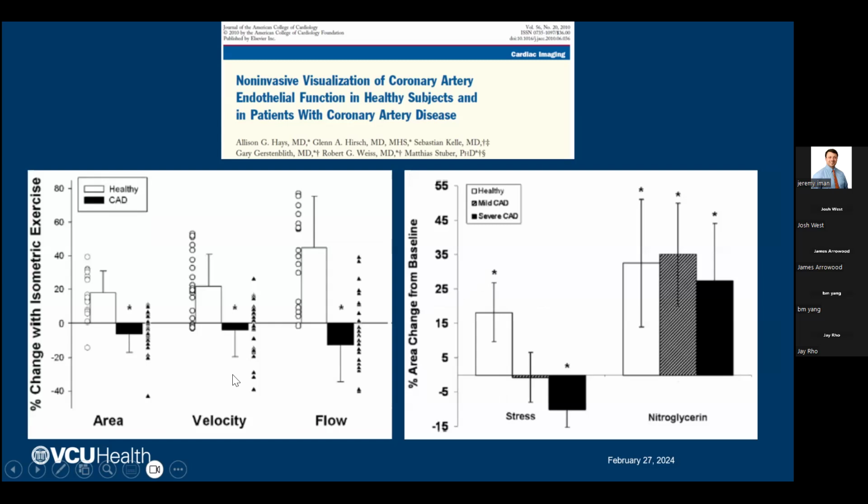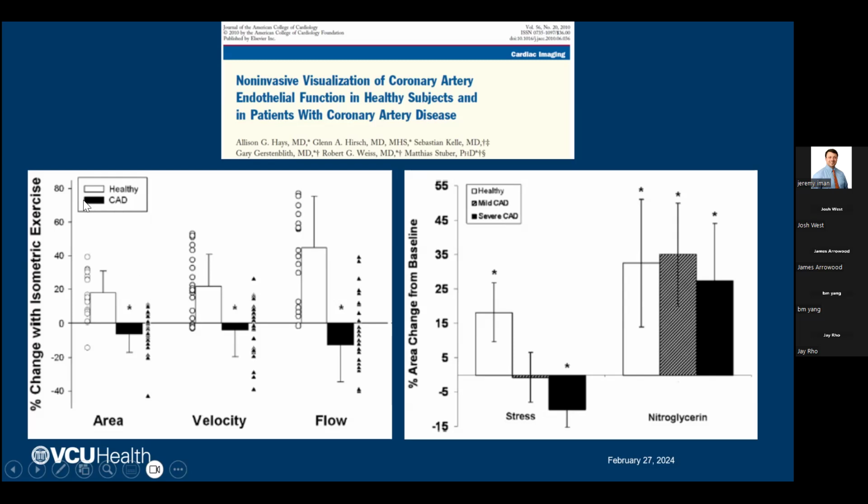And they found that in the white bars, these are changes with isometric exercise in healthy individuals. So the area of the coronary artery went up, the velocity of flow down the coronary artery went up, and the amount of flow down the coronary artery went up just with isometric grip exercises. They can produce these challenges just with a hand grip ergometer.